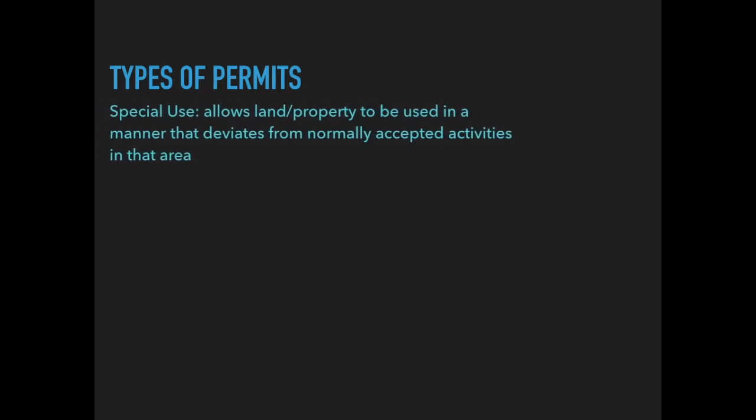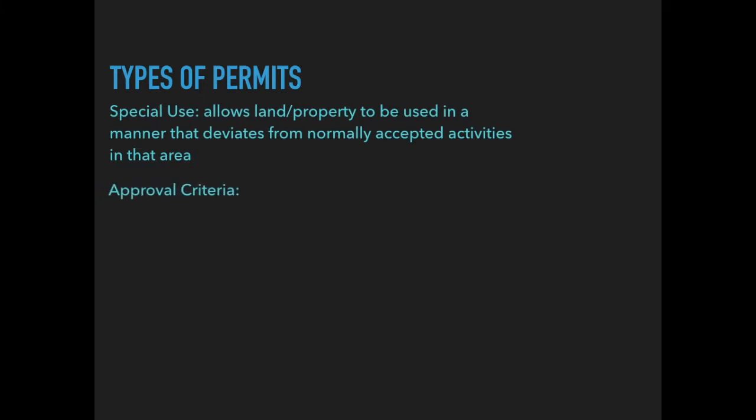There are multiple different types of permits that it's important to understand as well. If you are issued a permitted use, this means that you have submitted your application and materials and they have been approved, and you may now proceed according to your approved plans. A special use permit allows a parcel of land or property to be used in a manner that deviates from normally accepted activities in that area.